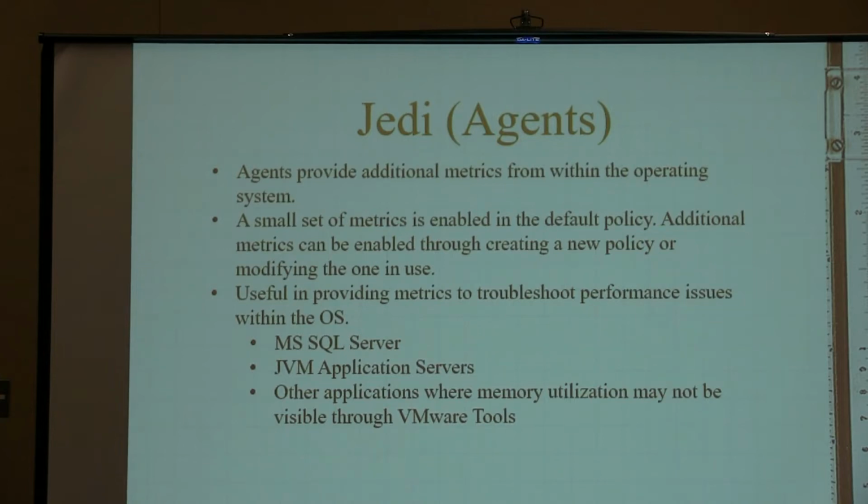So typically, once we deploy the agents, there is a very small set of metrics that are automatically enabled and turned on within the default policy. But if we want to have some of the additional metrics collected, we would have to go and add those to the policy itself. Using these additional metrics from the agent, from the OS, they're definitely very helpful in troubleshooting different performance issues.